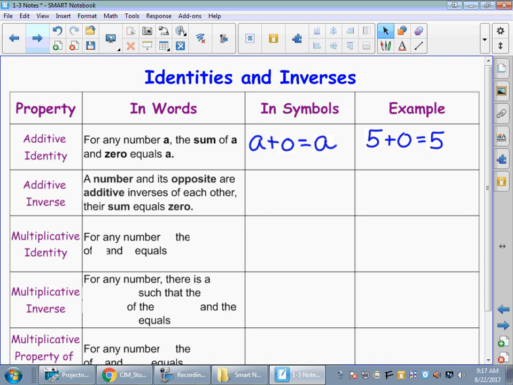The additive inverse takes us to the identity. So it's the number that you add to a number that takes you back to 0. And so it's called the opposite. So if I have a and I add the opposite of a to it, it will take me to 0. It cancels each other out. That's called the additive inverse. So if I have 5 and I add negative 5 to it, I will get 0.